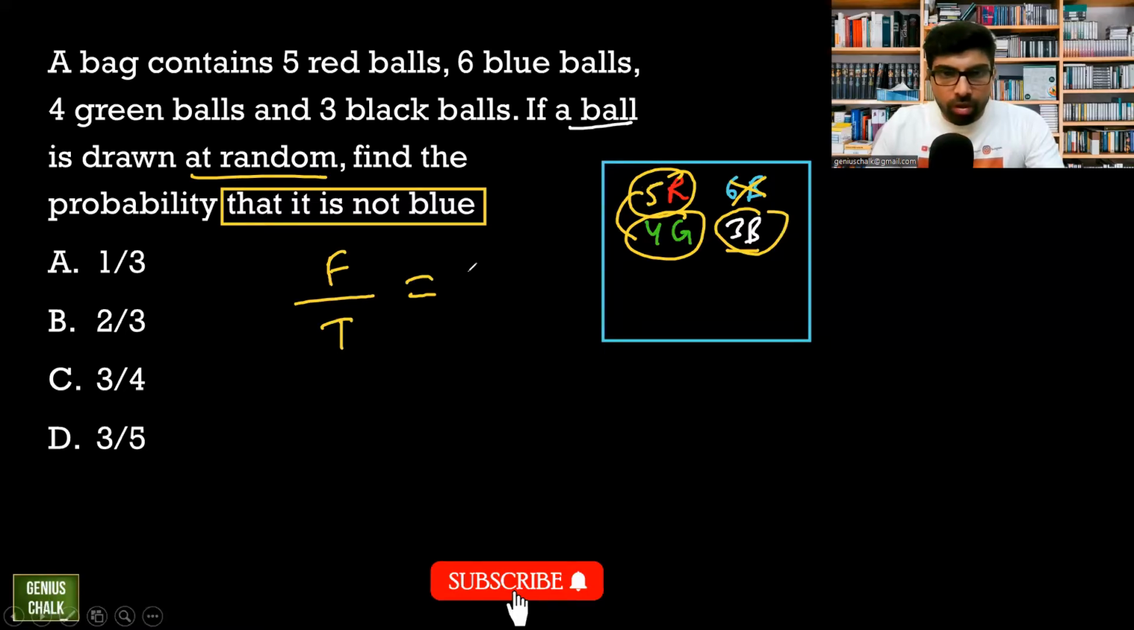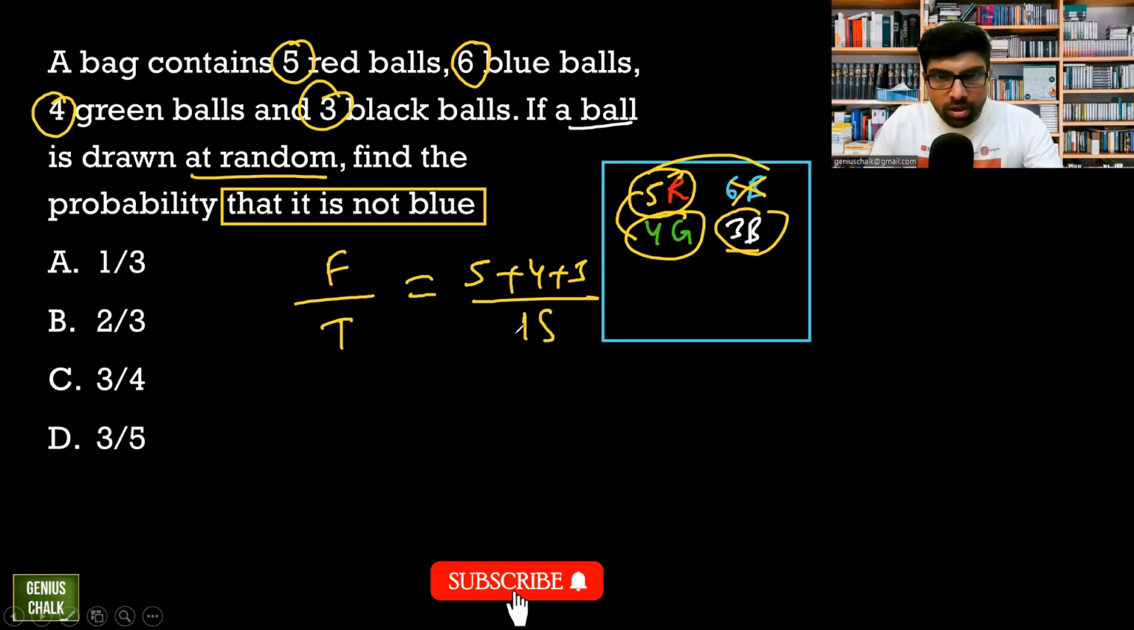So 5 plus 4 plus 3. These are the favorable cases. How many total cases? This is 5, 4, 3 plus 6 also. So 5 plus 6, 11, 11 plus 4, 15, 15 plus 3, 18. So total cases are 18. So 5 plus 4, 9 plus 3, 12. 12 by 18, that is 2 by 3 is going to be my answer. That is option B, right?